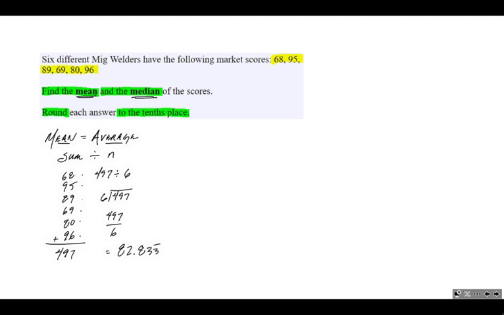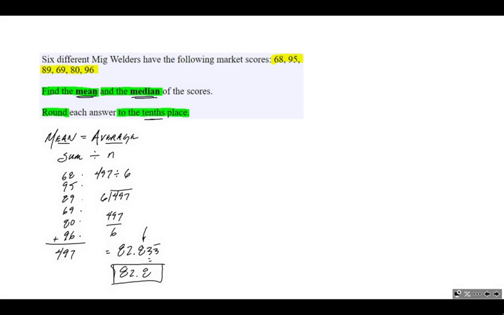82.833 repeating. We want to round our answer to the 10th place. So the 10th place is where? One digit to the right of the decimal point. So we can round this. We look to the right, we see that's less than 5. So our answer rounded is going to be 82.8. So the mean of this list, rounded to the 10th place, is 82.8.